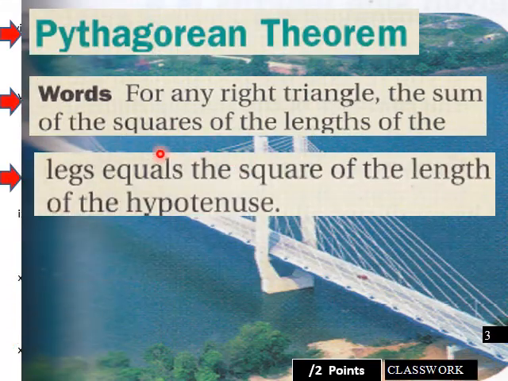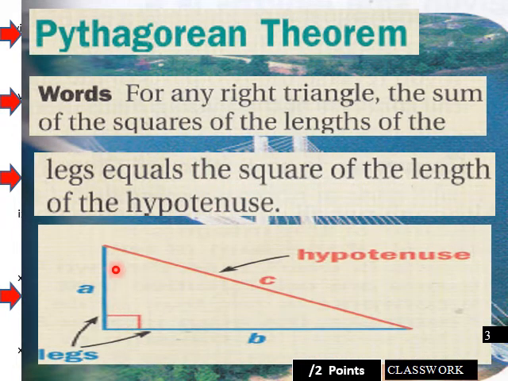For any right triangle, the sum of the squares of the lengths of the legs equals the square of the length of the hypotenuse. So in this case, here's our right triangle again. Here's our right angle. This is the hypotenuse. This is the symbol for a 90-degree angle. And then these are the legs.